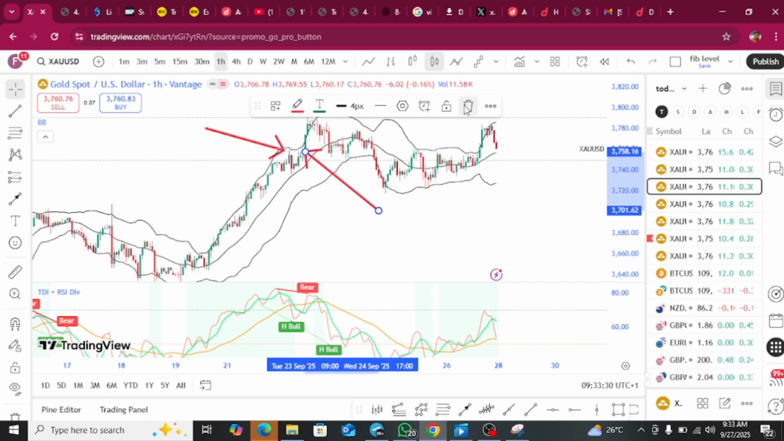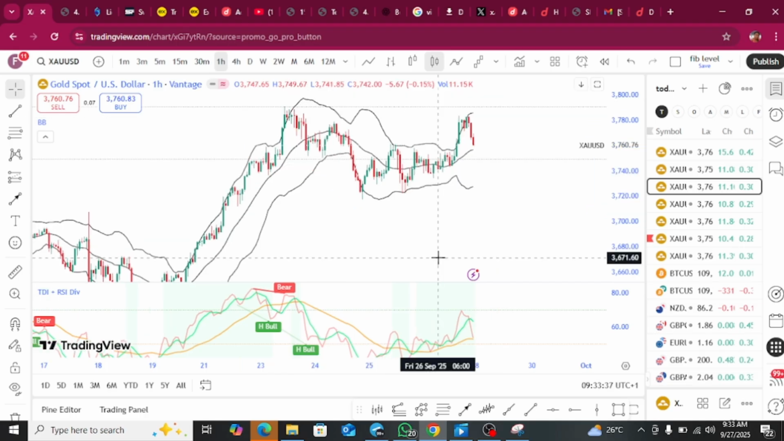So institutions do not trade like that. They use three things. They look for three confluences before they will take their trade. They need just three confluences.